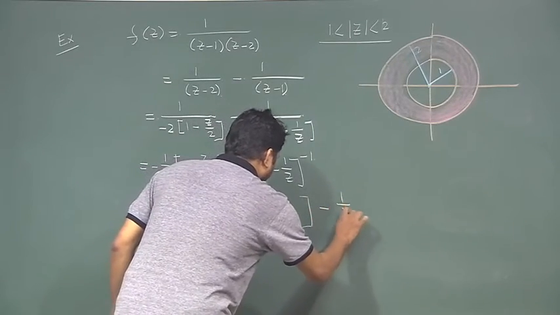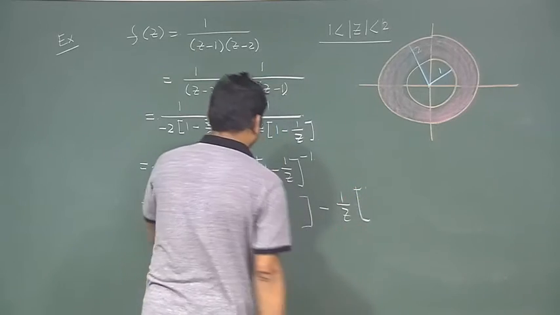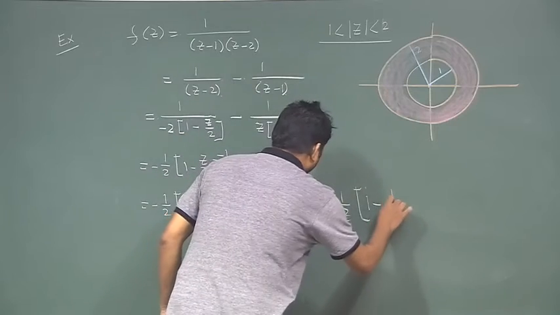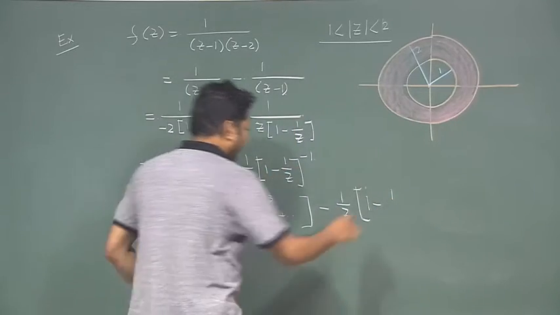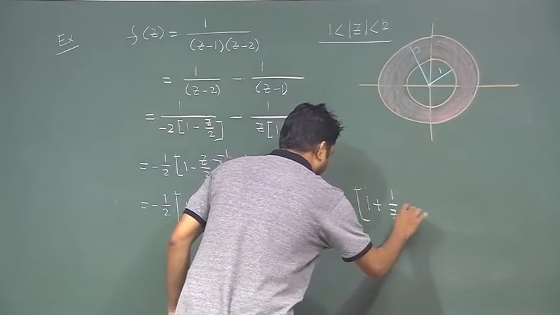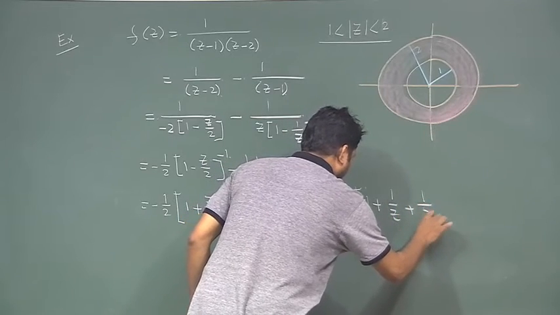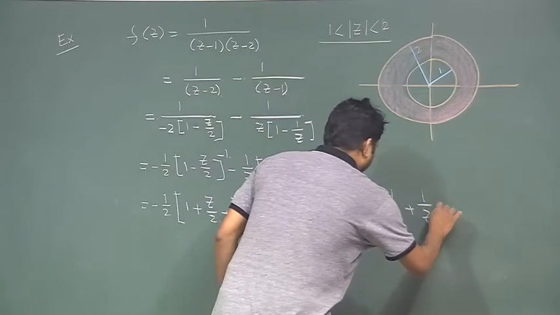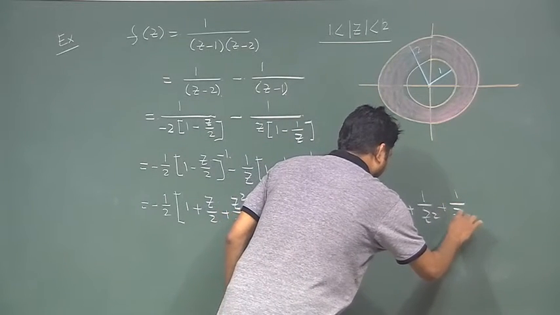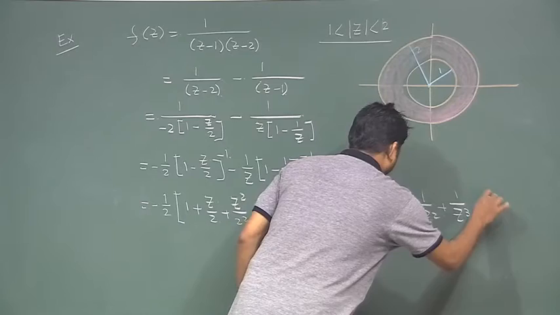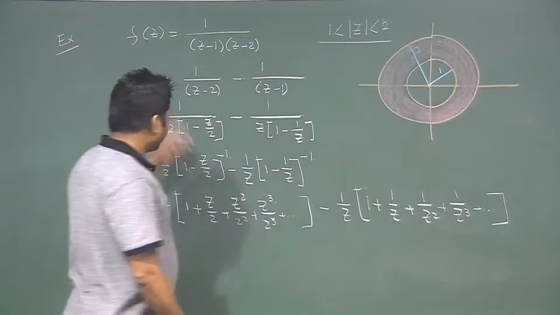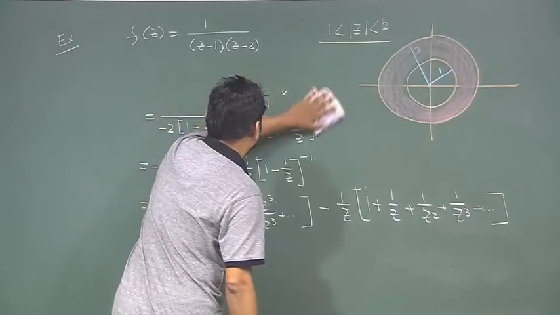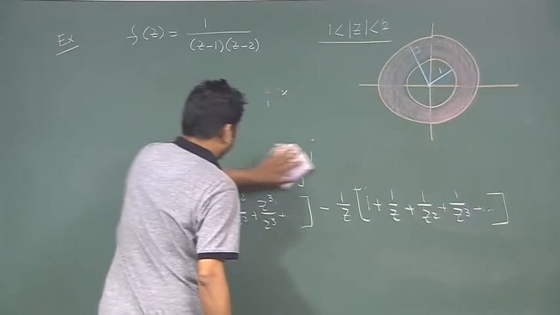Minus 1 by z, this is 1 minus, so this is plus 1 by z plus 1 by z square plus 1 by z cube and so on. Now, I can rearrange these things slightly so that it looks good. So, let me erase this.